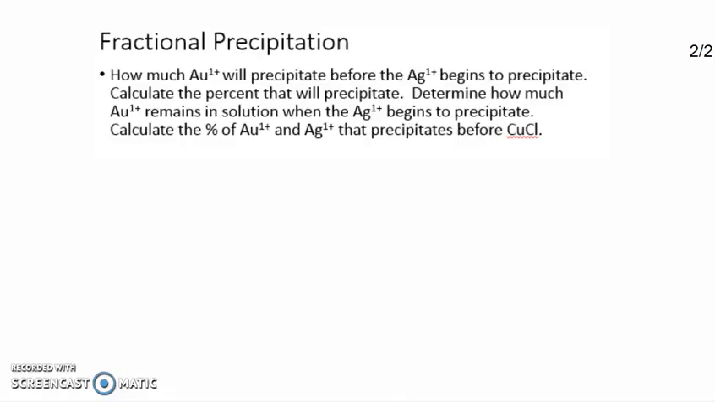So the question is going to be phrased much like this. How much of the gold will precipitate before the silver begins to precipitate? What percent has precipitated? And then also determine how much gold remains in the solution when the silver begins to precipitate. So let's begin this lovely little calculation.